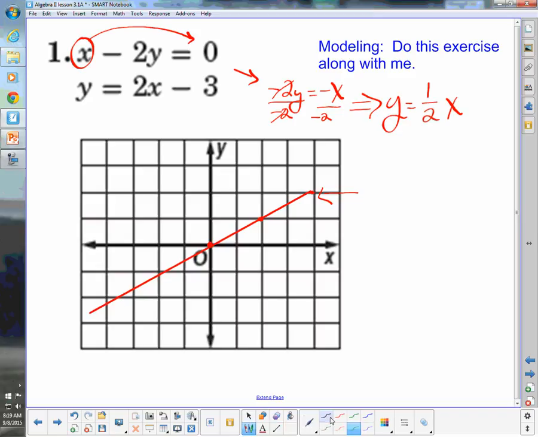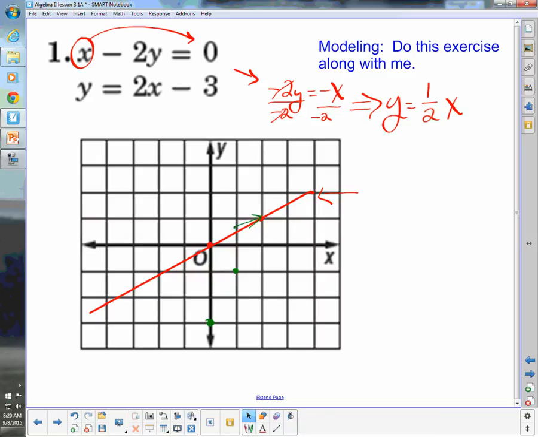Okay, now let's take a look at the second equation. I'll just call it the green equation. My y-intercept, as you can see here, this one's ready to go, is at negative 3. So I'll put my dot at negative 3: 1, 2, 3. And you can see my slope is 2, so I need to go from this dot up 2, over 1, and do that again, up 2, over 1.